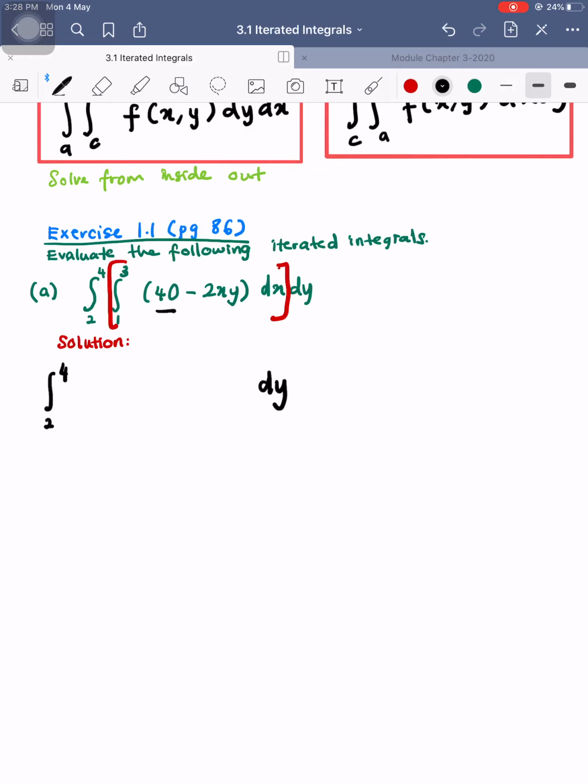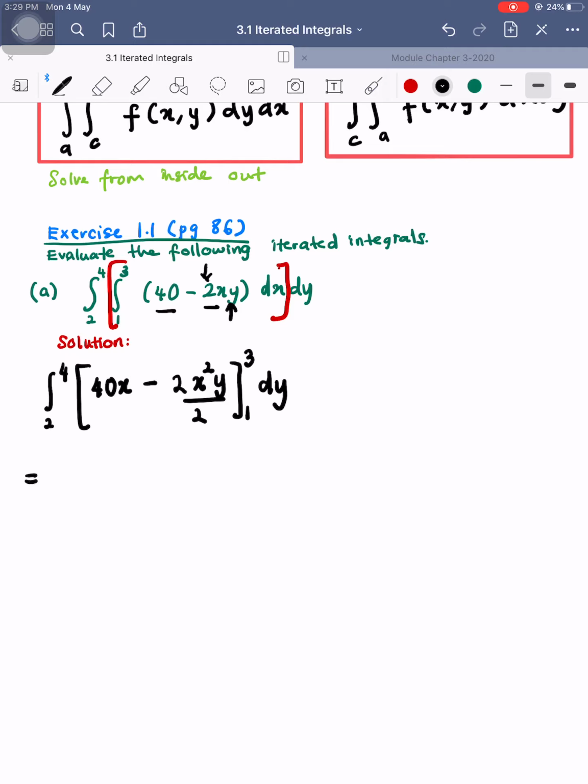Integrate 40 with respect to x. You get 40x. Integrate, not differentiate. Next, integrate 2x with respect to x. y becomes constant. 2 is constant, y is also constant. So to integrate, the constant always follows. You just integrate x squared over 2. So you get the answer here. No plus c because you have the limit.